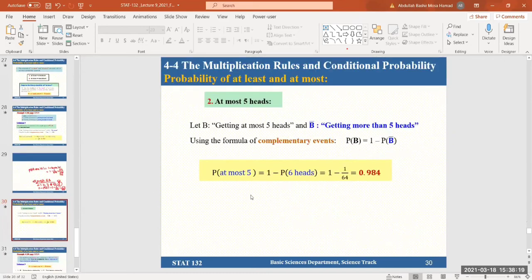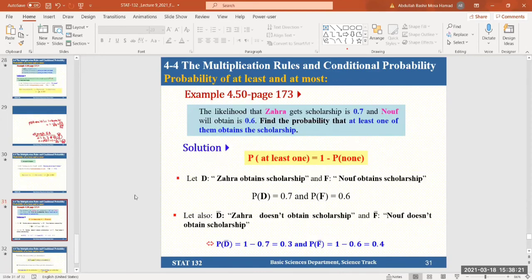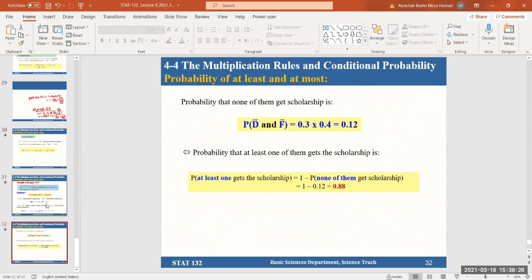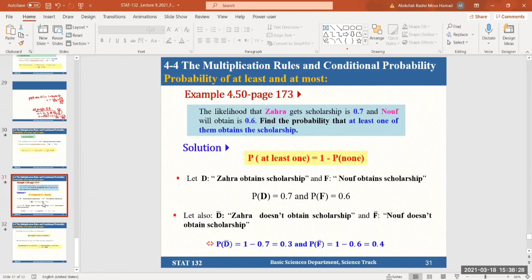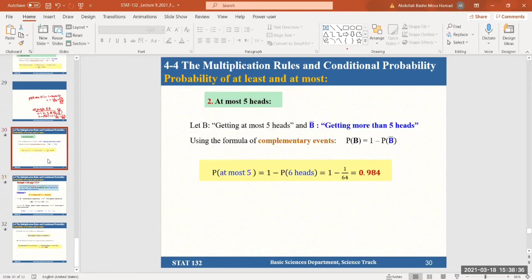Let's see the example here. Will you upload the slides today, Doctor? What? The slides, will they be uploaded today? Yes, inshallah.